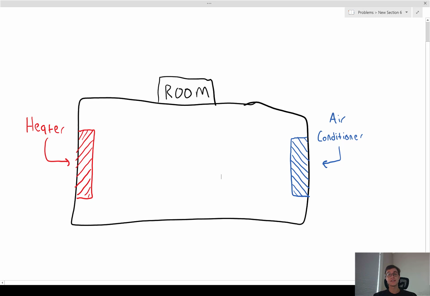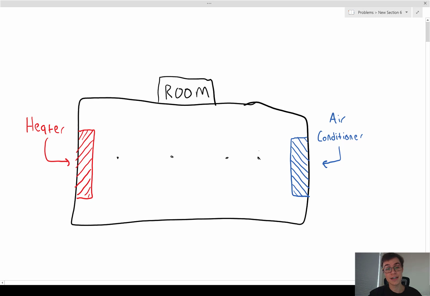Okay, so let's say that there is a room, any room, classroom, and on one side there's a heater, and on the other side there's an air conditioner. So the heater makes things hot and the air conditioner makes things cold. If you took any position in this room, so right here, or here, or here, or here, you could get a temperature, and you would have a different temperature for every point.